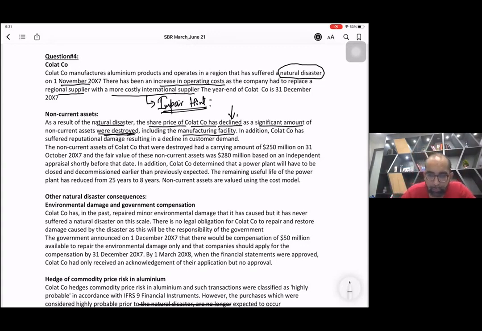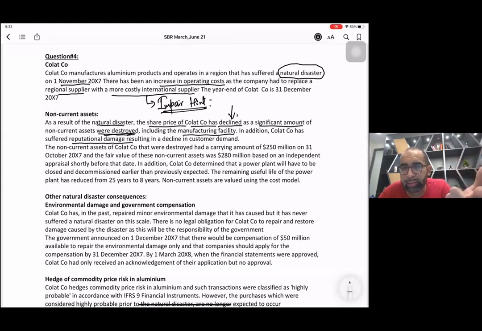Now, in addition, Collat company has suffered reputational damage. Yes, this is an impairment hint. Now we know goodwill damage. Nowadays when we hear that an entity is involved in something like low quality food, people create rumors on Facebook and social media. Sometimes your sales go down because of these rumors. This is proper reputational damage. And when your sales are going down, this is an impairment hint. So 3-4 hints we got.